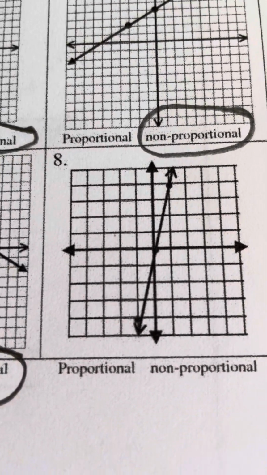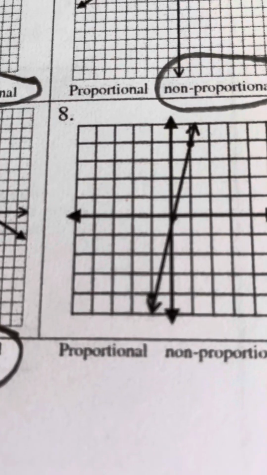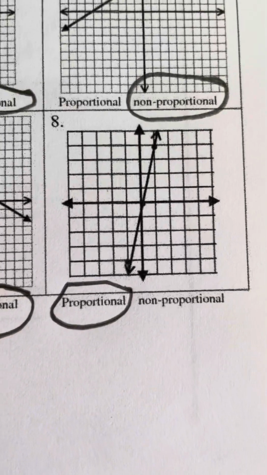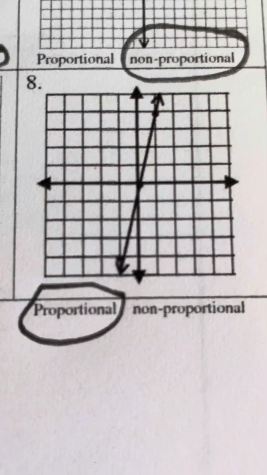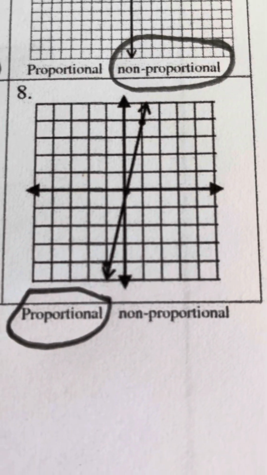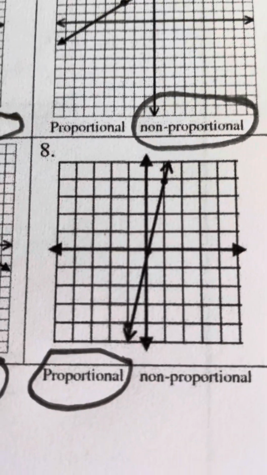We know that it goes through the origin, right? That's because the origin's in the middle. So we know that it goes through the origin, it's going in a straight line, and it's going through 0, 0. So this means that number 8 is proportional because it passes through the origin, it goes through a straight line, and it goes through 0, 0. So 8 is proportional.